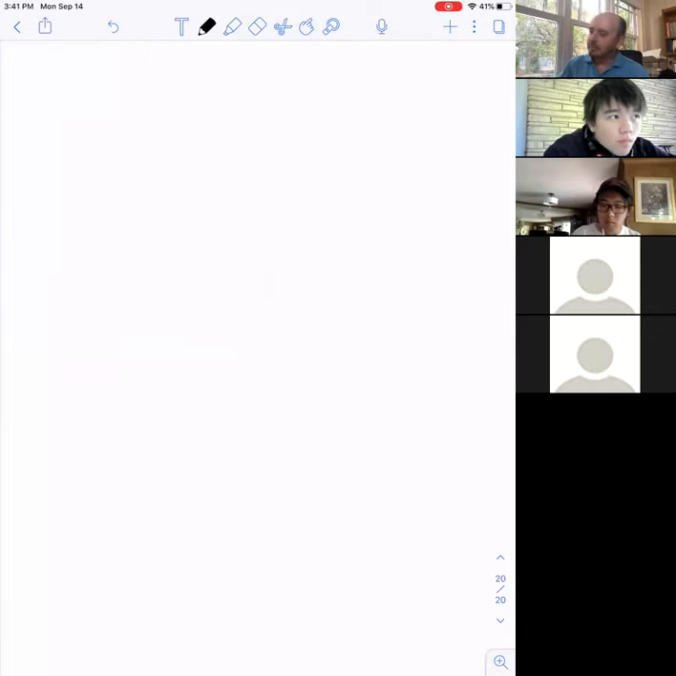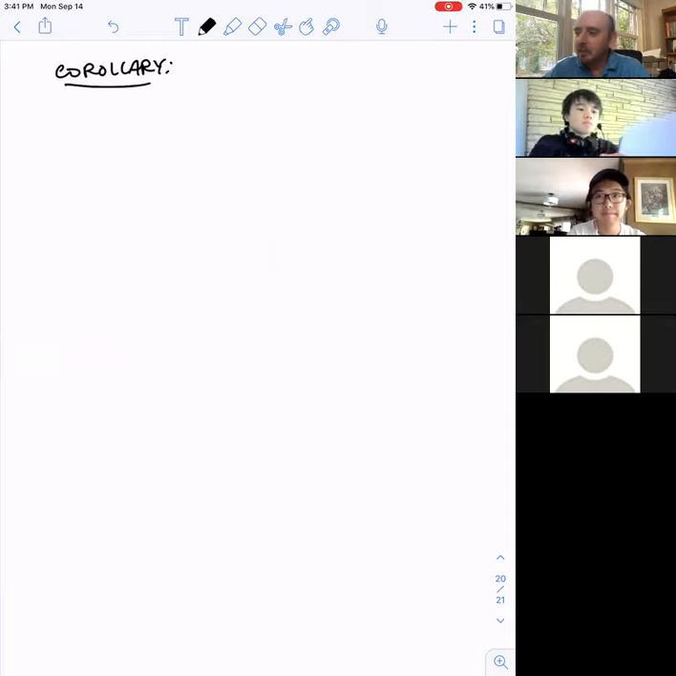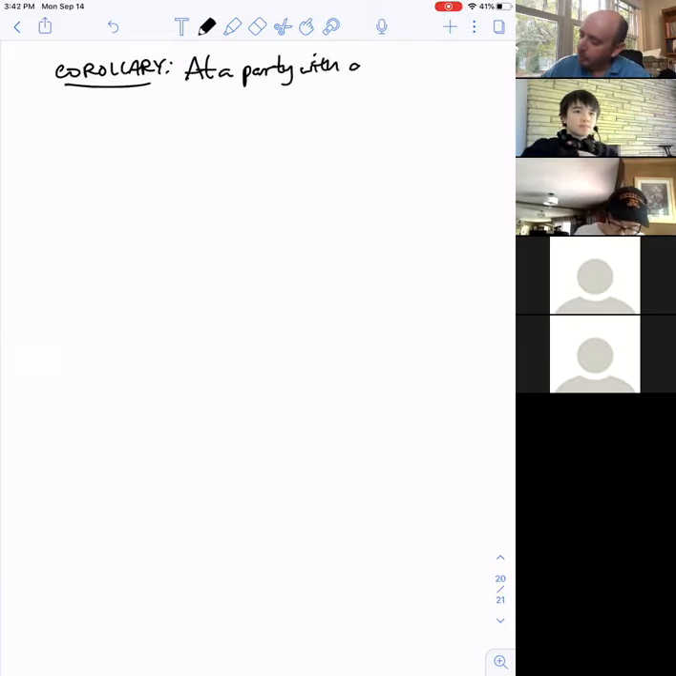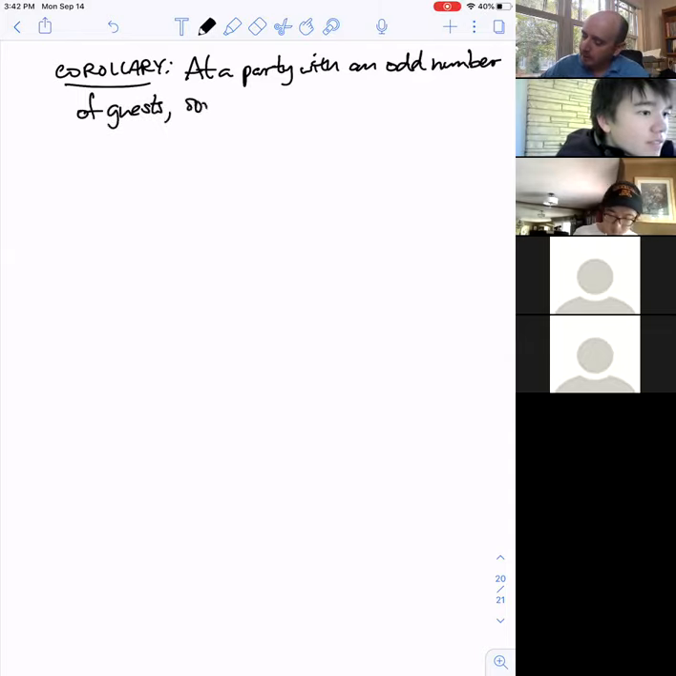Let's get a corollary or two. Here's one that people often state. If you have a party and there's an odd number of guests, there's always going to be somebody who knows an even number of other guests. Strange phrasing. It's a weird way to describe a graph. It's the graph of who knows whom. A party with an odd number of guests. Some guest has to know an even number of other guests.